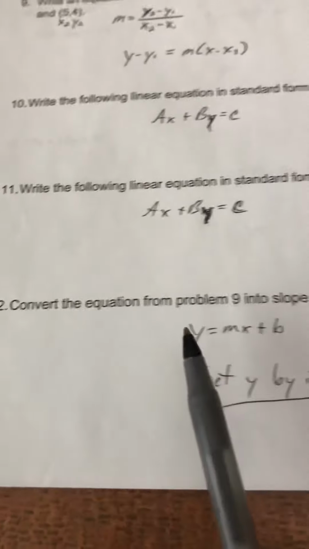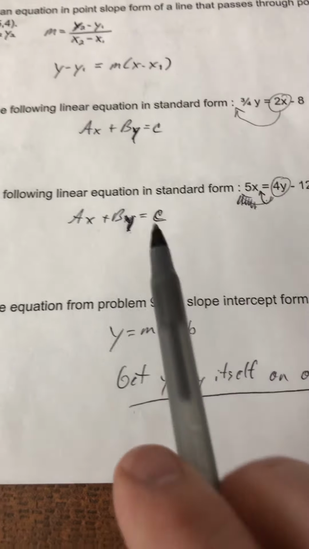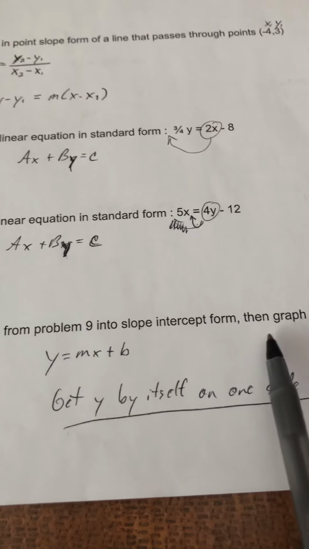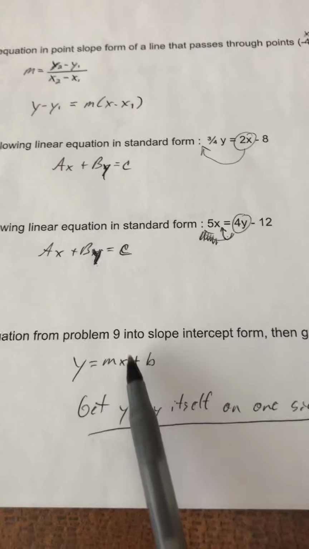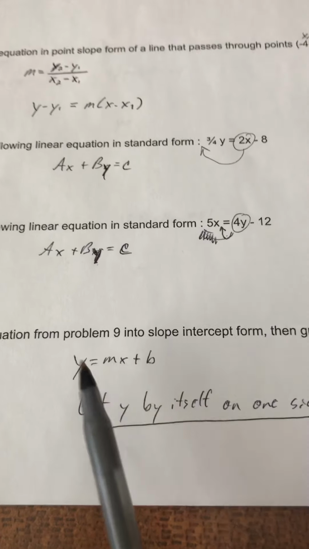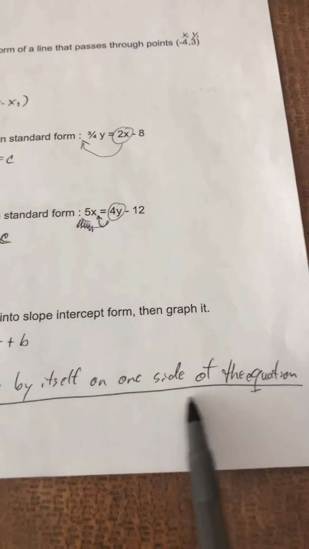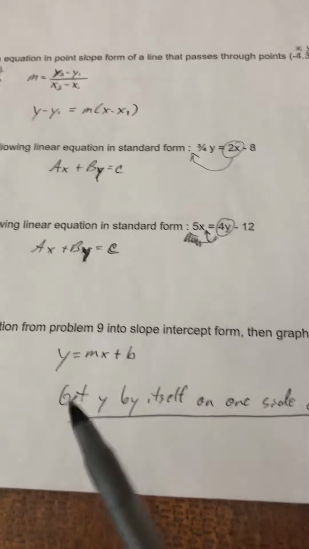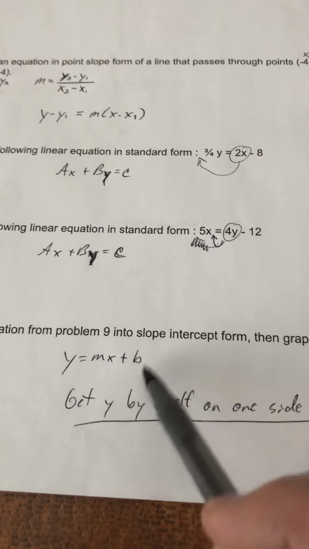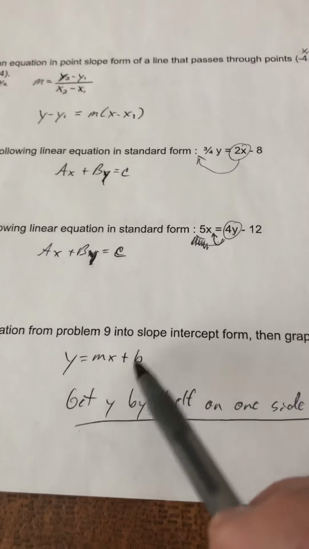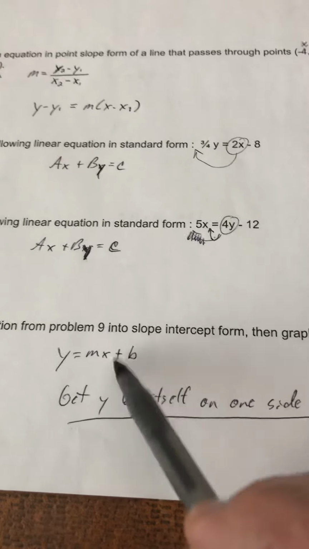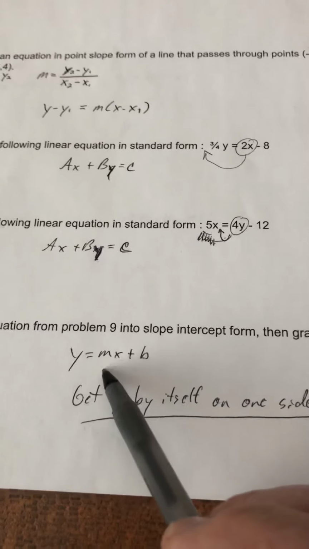Number 12, convert the equation from problem 9, this one, into slope intercept form and then graph it. So you're going to want to get it to this where the y is by itself on one side of the equation. And then you could graph it. You use what's over here, that's c, that becomes the b, the y-intercept. And then use the slope to get another dot, and you've got it graphed.